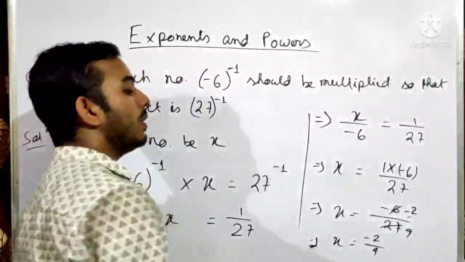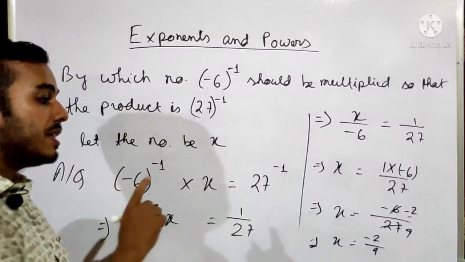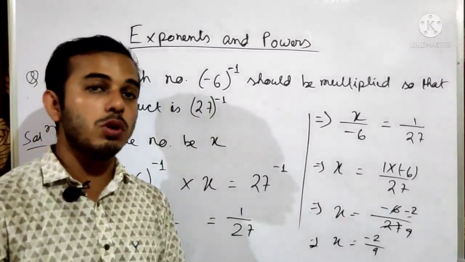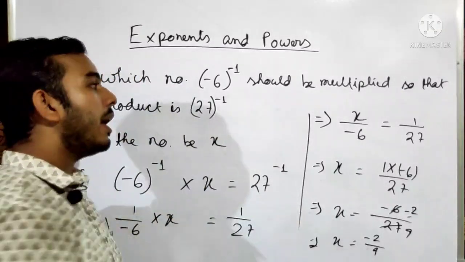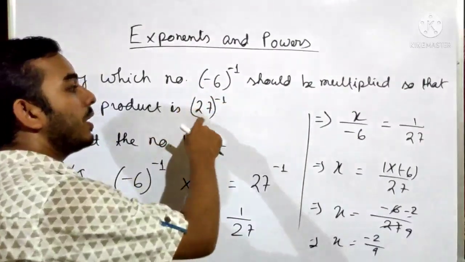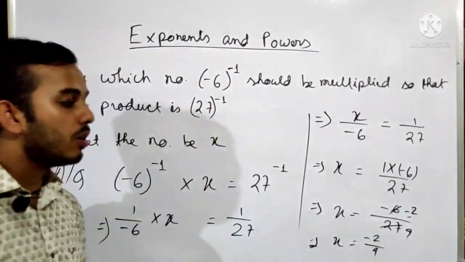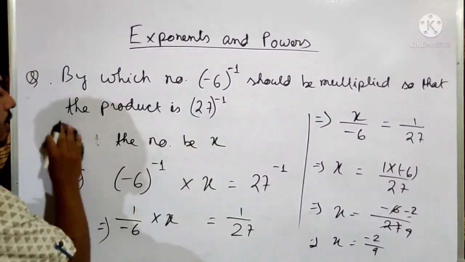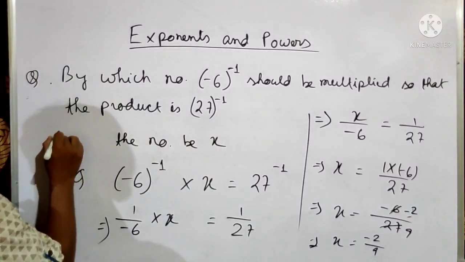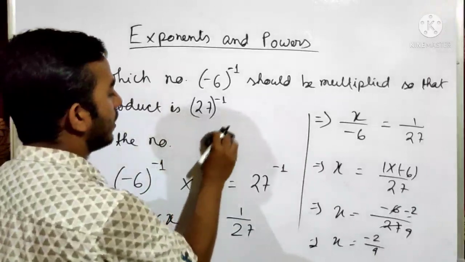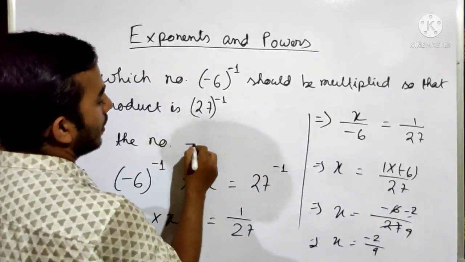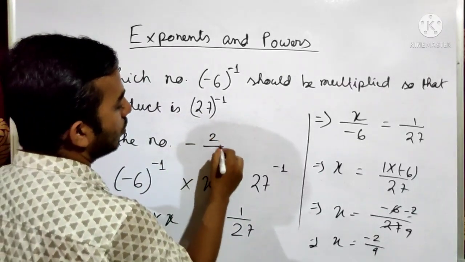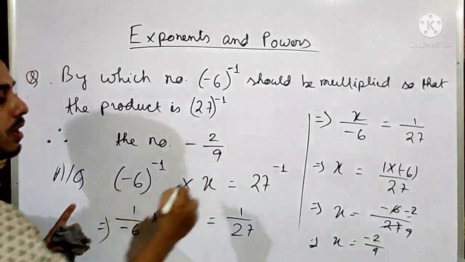Clear? -2 by 9. That is, the other number is -2 by 9. So if we multiply -2 by 9 with this one, we will get the result. So let's have a look. Therefore the other number is -2 by 9. Okay, let's have a check.